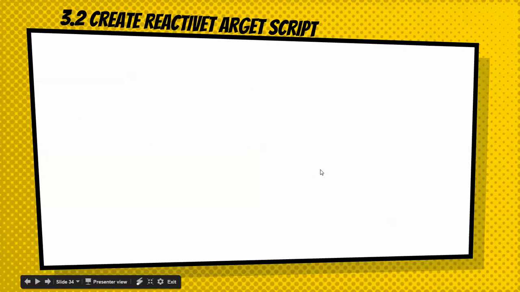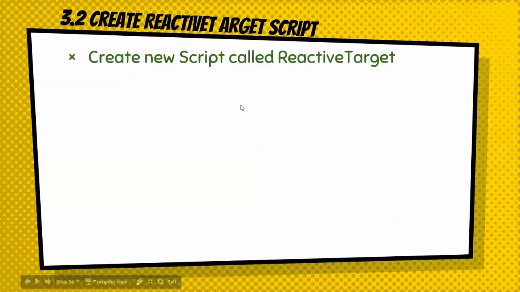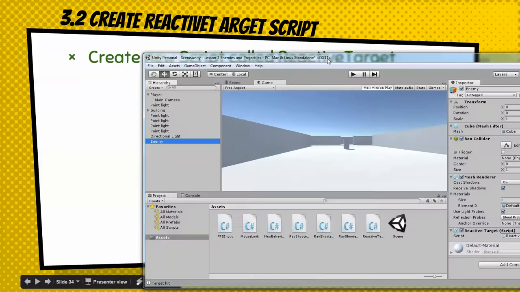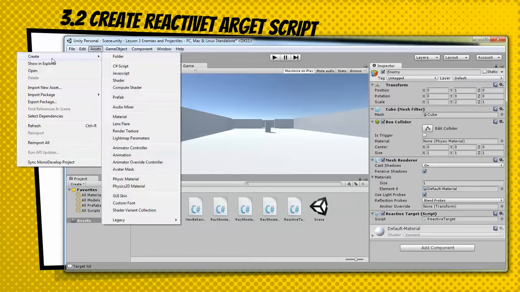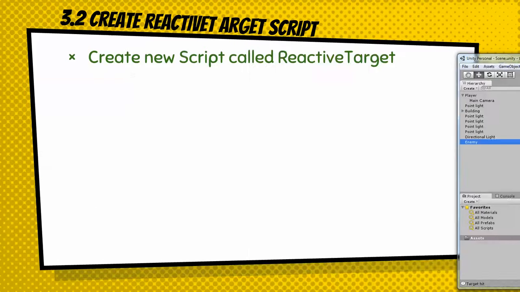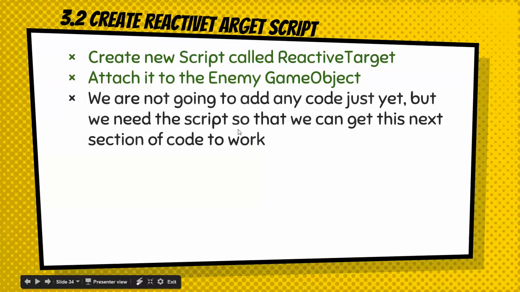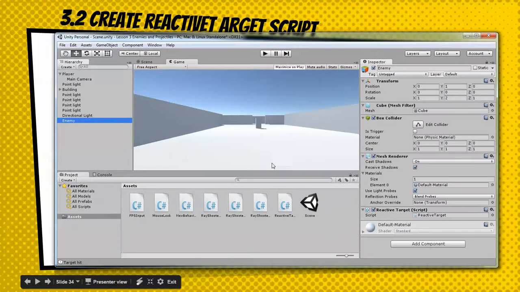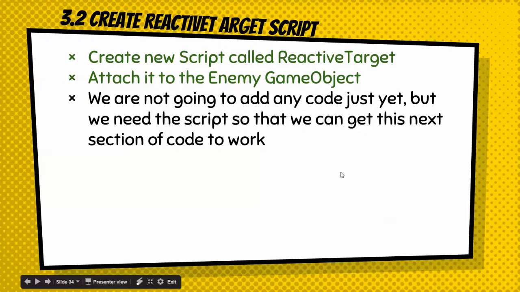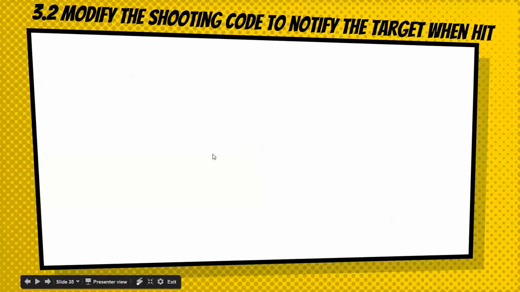Create a reactive target script. Create a new script and call it ReactiveTarget. We're going to go to Assets, Create, C#, and call it ReactiveTarget. Attach that to the enemy game object, but for now we're not going to add any code to it yet. We need it so that the next step will work. Drag ReactiveTarget onto your enemy so that it's part of it, and we'll add some code to that later. But now we're going to modify the shooting code.